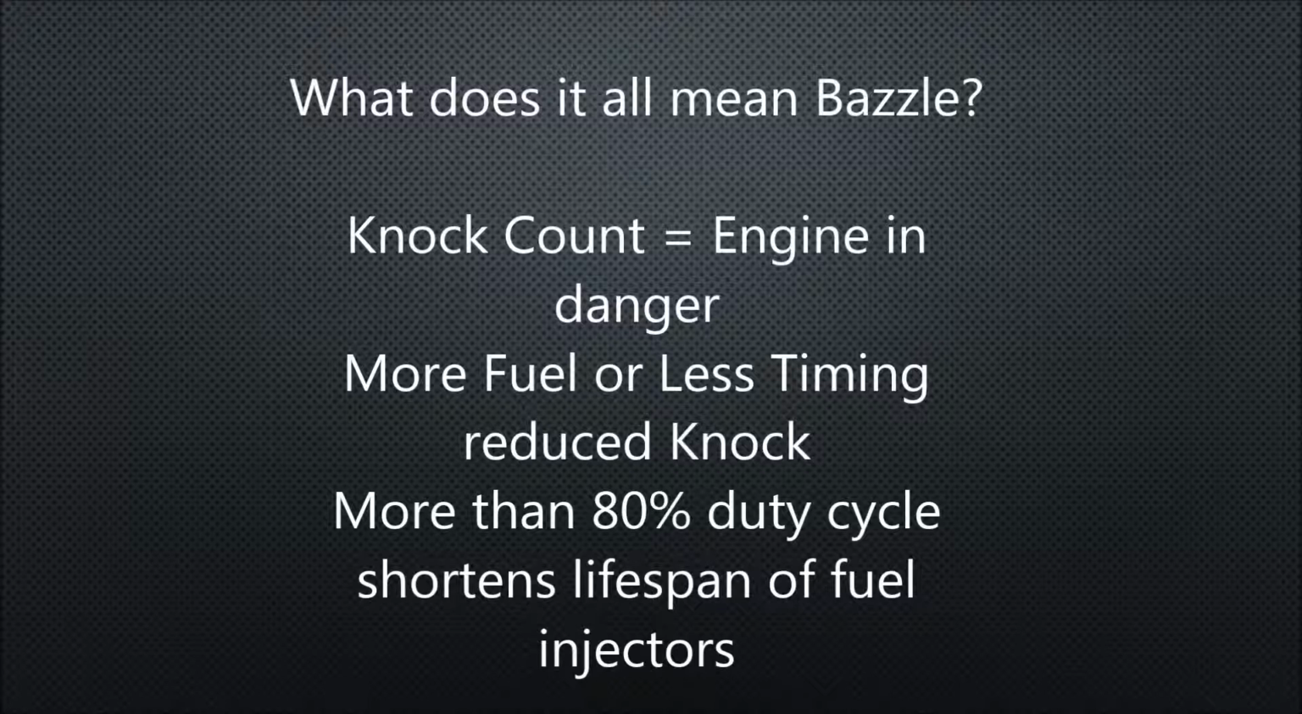The AFR is the ratio of air and fuel together. So a higher AFR will reduce knock count, or a lower timing advance will reduce knock count. Now, to know if you actually have the ability to increase AFR, you need to know if your injector duty cycle is over 80%, which is why we monitor that data point.